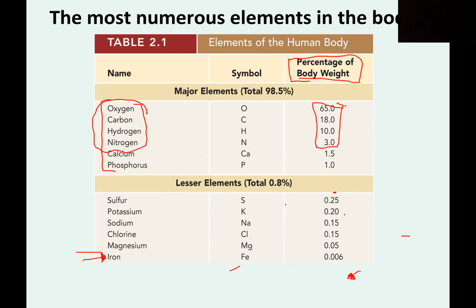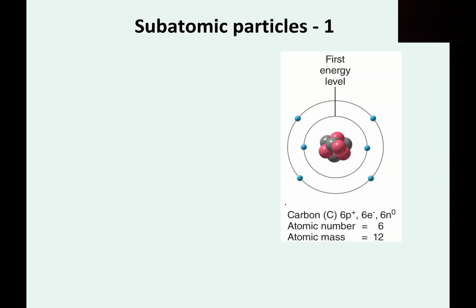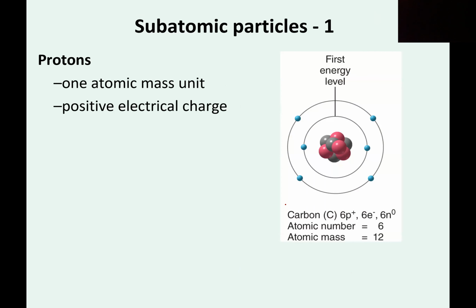All right. So 3 kinds of subatomic particles. The first kind is called a proton. The proton has 1 atomic mass unit, has a positive electrical charge, so you can put the P's together. The P in positive goes along with the P in proton, and it's found in the atom's nucleus.